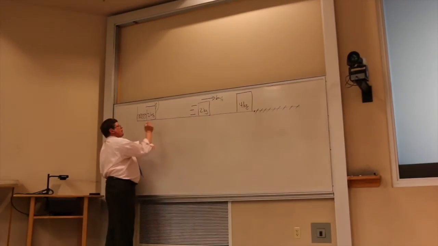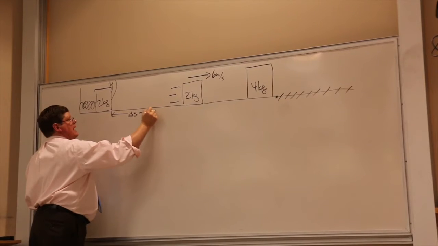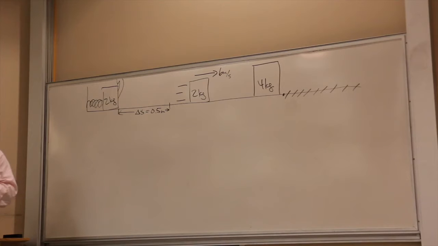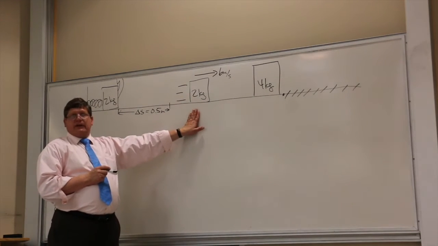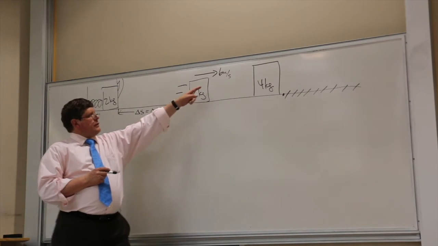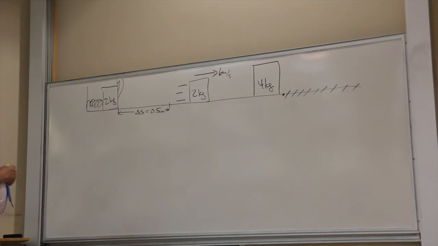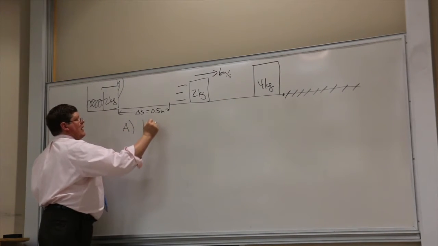You compress a spring by an amount 1/2 meter, and then you release the spring by letting go of the block that's up against the spring, and you find that as the spring releases, it sends this block along the frictionless part of the track, and it's going 6 meters per second after it leaves the spring. We want to find in part A here the spring constant for the spring.